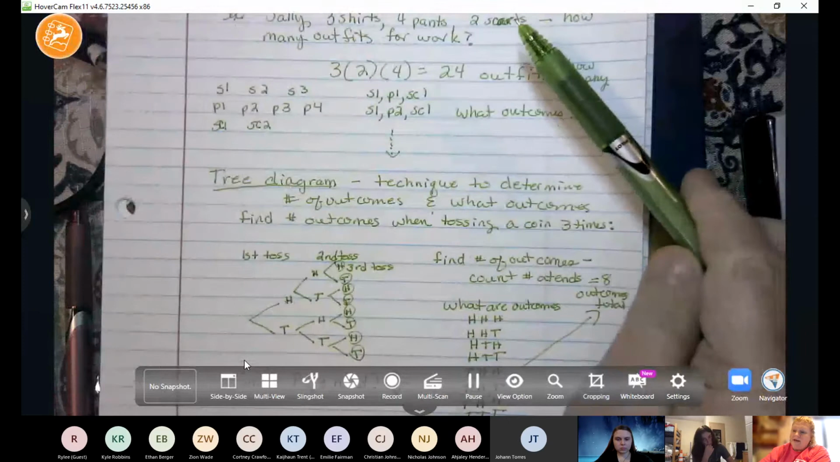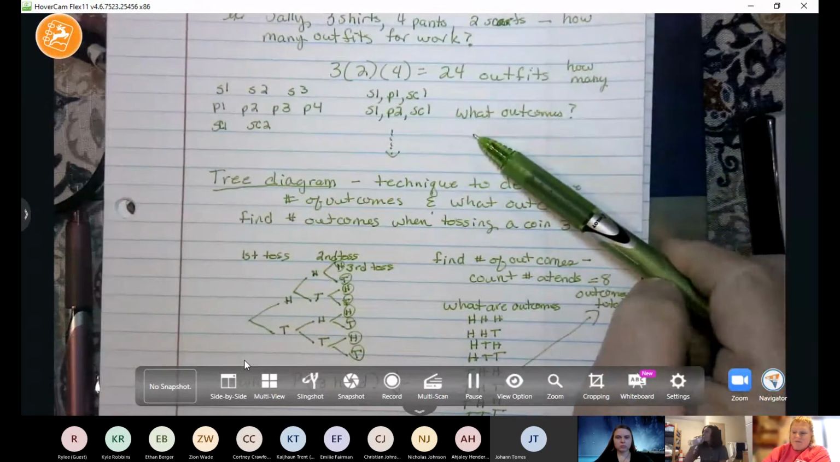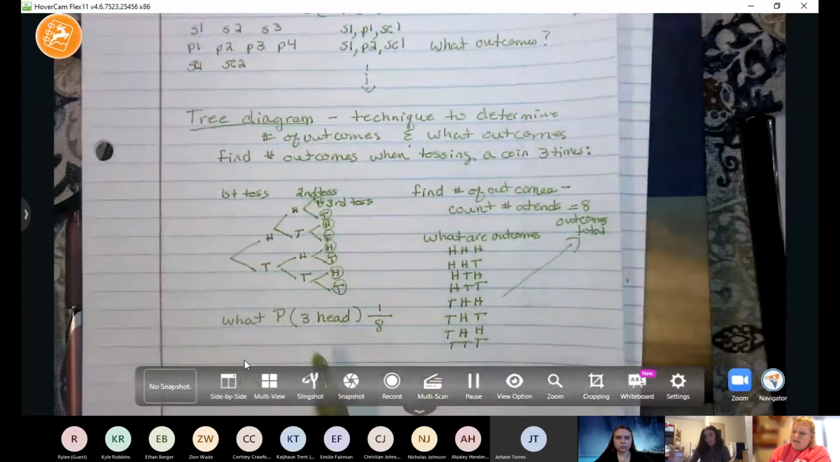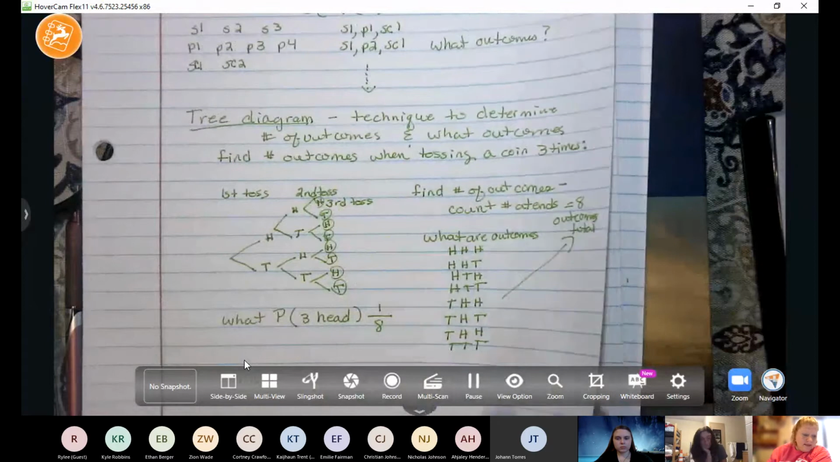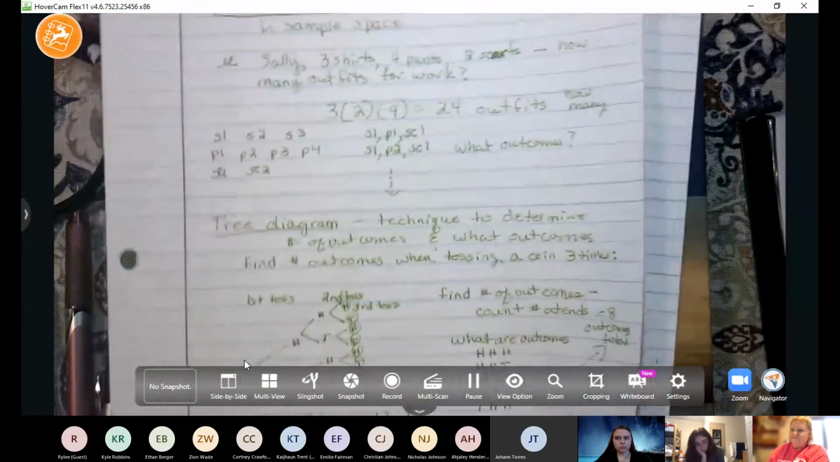So we've looked at the fundamental counting principle to find out how many outcomes. The tree diagram tells us not only how many, but what the outcomes are. And next, we're going to look at combinations and permutations.